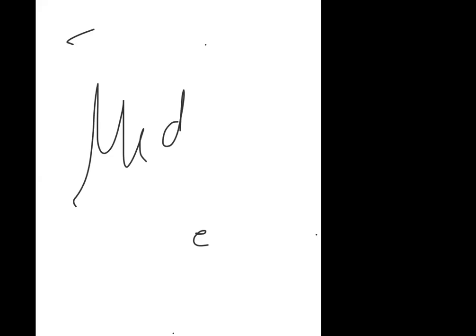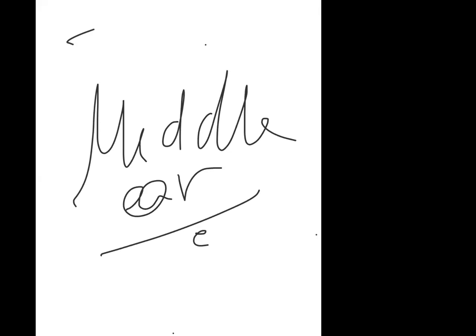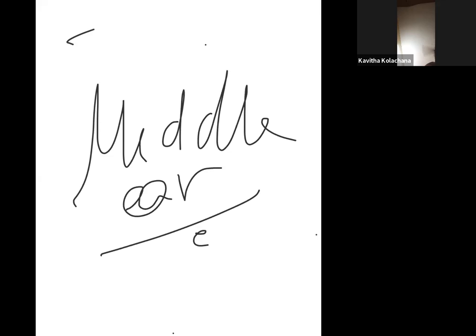Okay, what is included in the middle ear? Malleus, incus, and stapes. Okay, in the middle ear, when you reach there, there is a pathway. What is the pathway called?